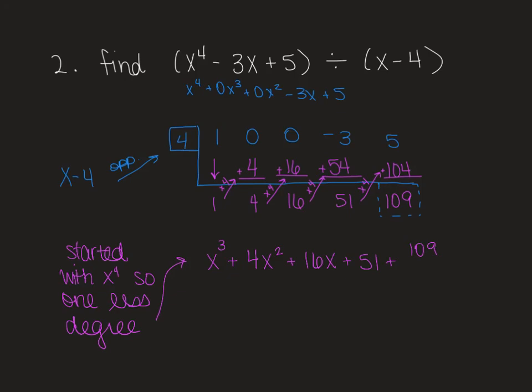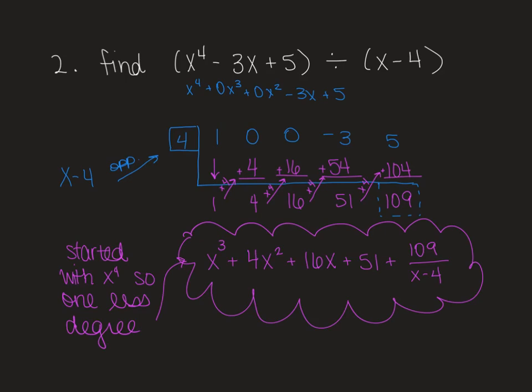So we have 109 over our whole divisor, which is x minus 4. So you can put a little bubble around it, put a box around it, highlight it, do whatever you need to do. But remember, this, what I just circled, is your answer, not the box with the work. Okay, your answer should look like a polynomial. It should have x's, it should have values. This is what you're looking for.